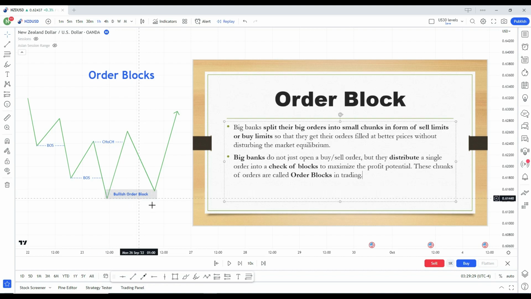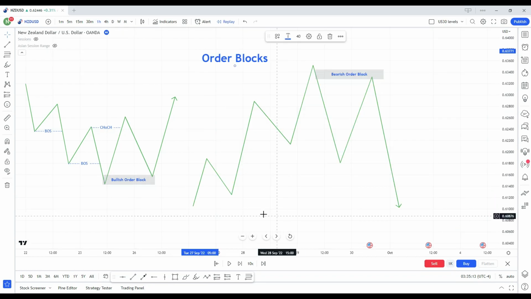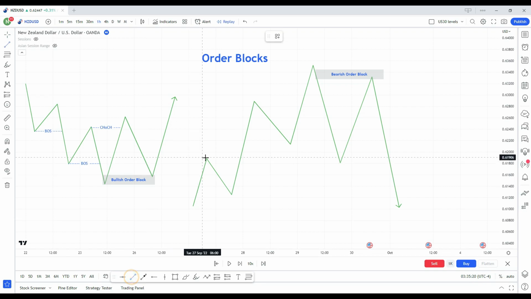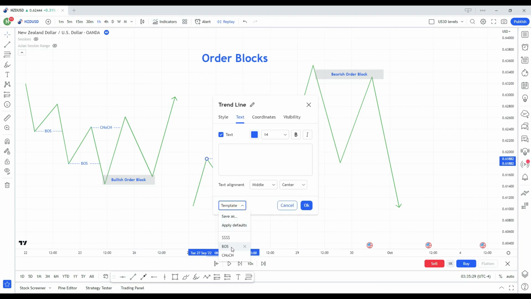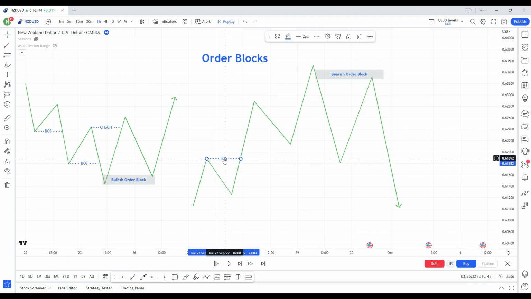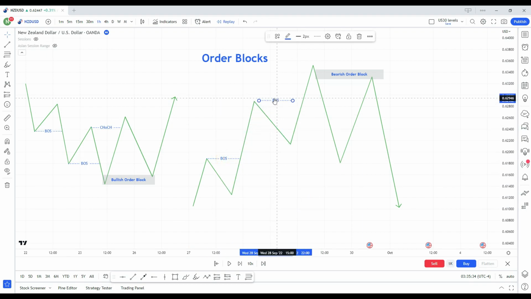So I'll be giving an example in the chart. Similarly, this is an uptrend, a clear uptrend, because the market is breaking structure to the upside. It's a break of structure to the upside. And then there is a change of character here.